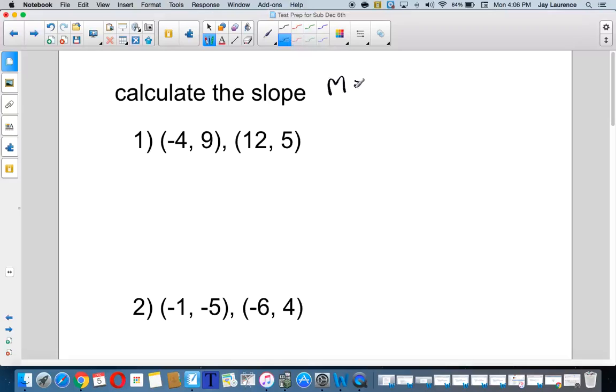So m is going to equal y sub 2 minus y sub 1 over x sub 2 minus x sub 1, right? First x, second x, all that stuff. Now, I've suggested to many of you that you label these. Let's call this x1, y1, and x2, y2. When you go to substitute in the formula, I'm going to do this one with you, but then you're going to do the other ones on your own.